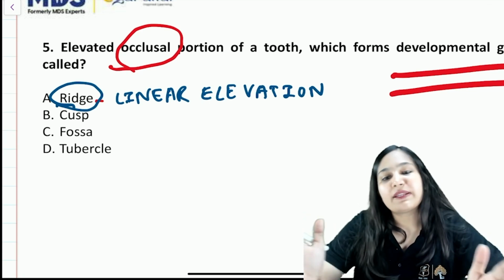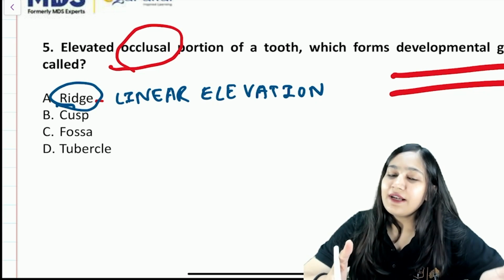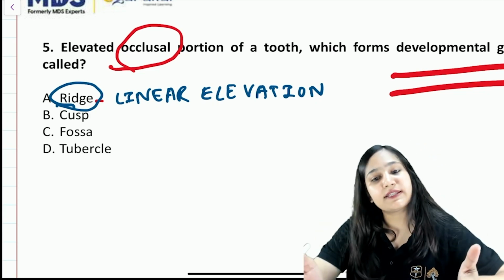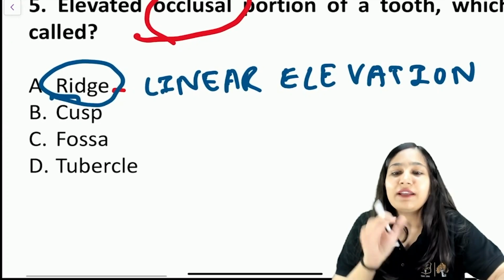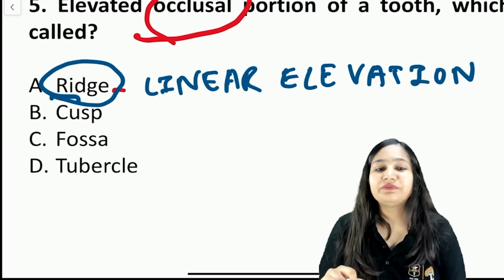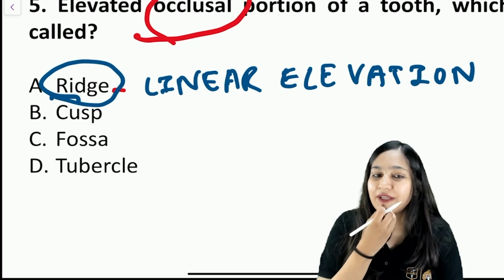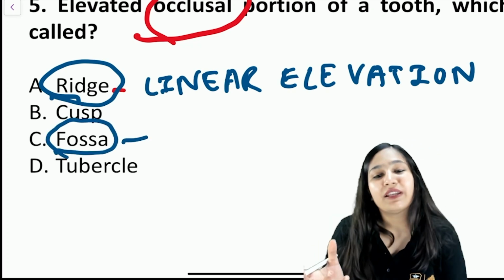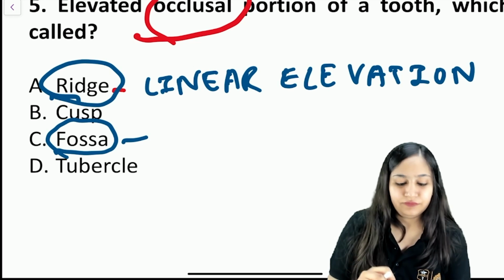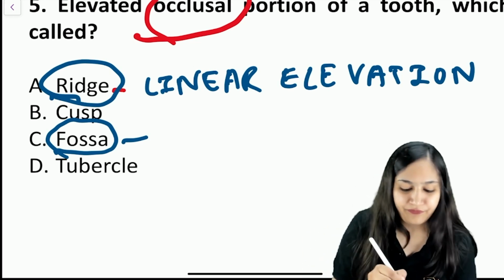Marginal, if it is present on the margin, it is marginal ridge. If on the mesial side, mesial marginal ridge. If on the distal side, distal marginal ridge. So ridge is mainly a linear elevation and it is named based on its location. Coming to fossa. Fossa is again a depression, an irregular concavity or depression.